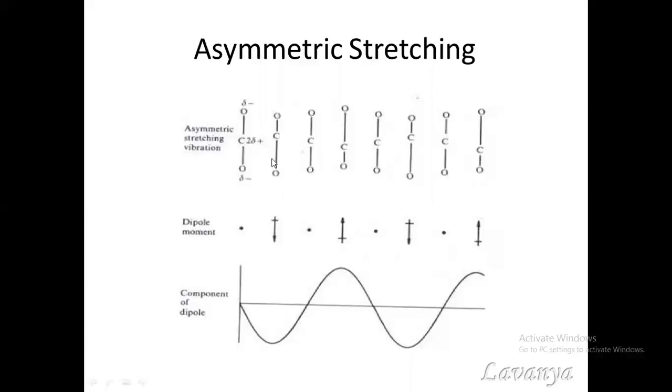This oxygen is stretched downward and the dipole direction is changed downward, and I represented it in the graph in this manner, and after some time it just reaches the normal position, and then another oxygen is stretched upward. So the dipole moment direction is upward. So our graph is represented like this, and then after some time it reaches the normal position.